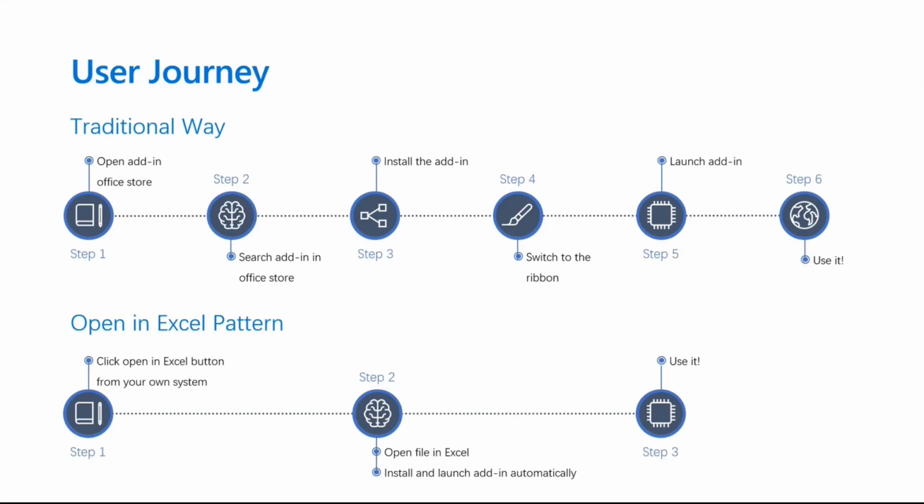In our traditional way, if a user wants to use an Excel add-in, they have to find and open the Office store, search for add-ins, and install it. Switch the ribbon, launch the add-in, then they can use it. But in this opening Excel pattern, the user starts with your own system. The user clicks one button like "Open Excel" or exports the data from the system to Excel. Boom, they can download the Excel file or simply open Excel online. And then the add-in can be installed and launched automatically at the same time. The user can use it simply. And this pattern can save a lot of user interaction, given our not very good discoverability.